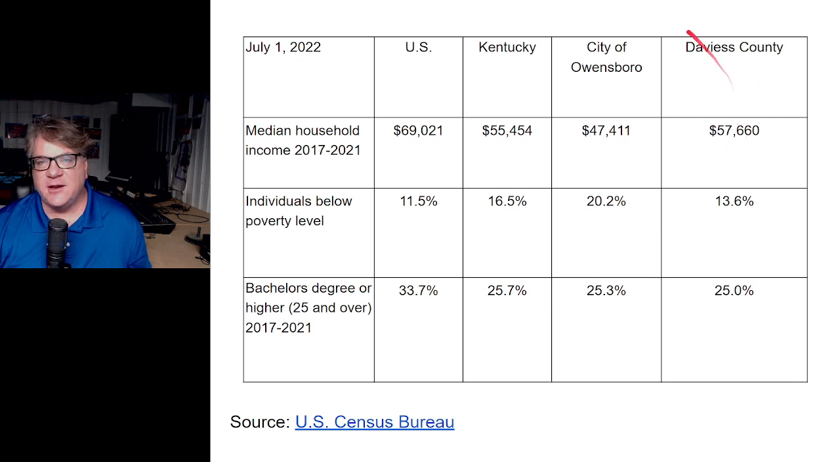So we have Daviess County, the city of Owensboro, Kentucky, in the United States. And you can see the city of Owensboro are more likely to have lower median household income compared to the county. More likely to have poverty, but more likely to have higher levels of educational attainment. It's interesting to note, okay?